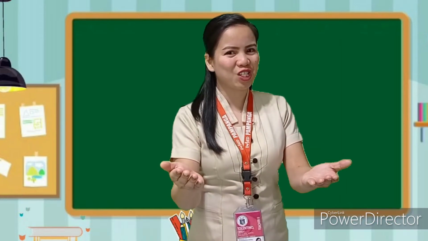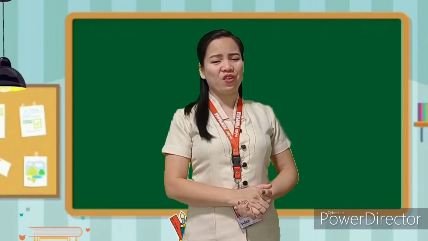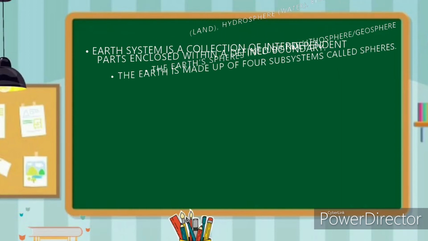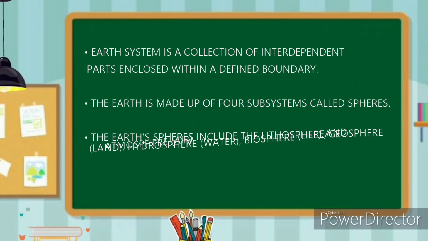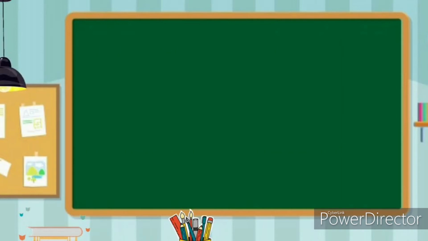You are doing just well. Let us read the following concepts to fully understand the lesson. Earth's system is a collection of interdependent parts enclosed within a defined boundary. The Earth is made up of 4 subsystems called spheres. The Earth's spheres include the geosphere or lithosphere, hydrosphere, biosphere, and atmosphere.